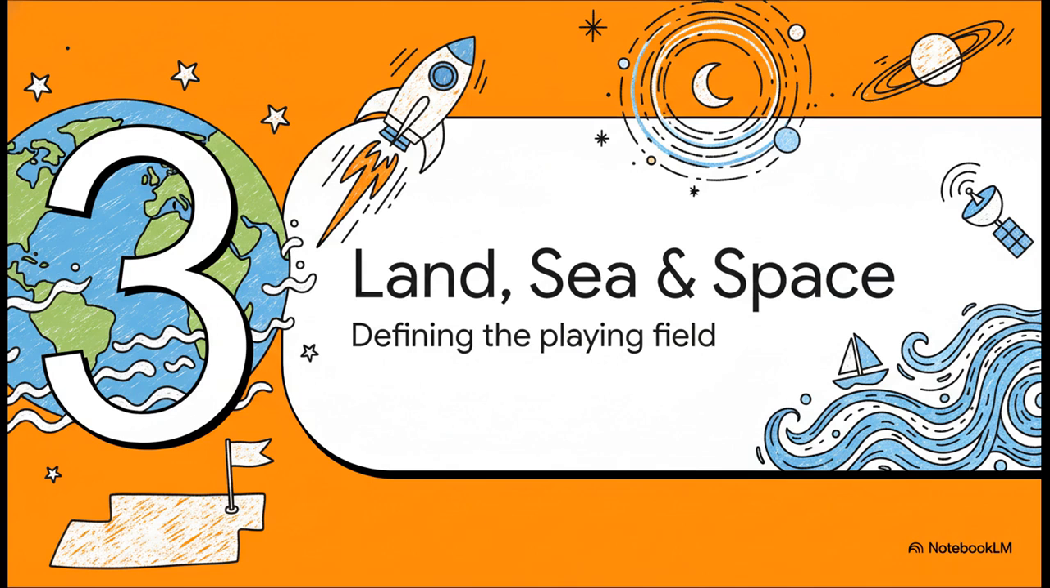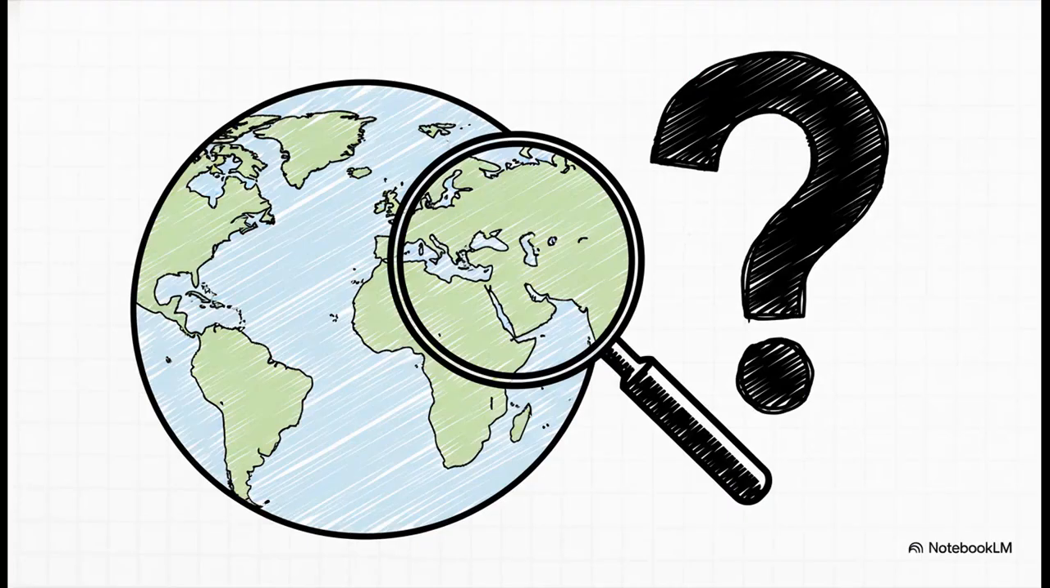All right, so we know the rules and we know the players. Now let's check out the playing field itself. This is where it gets really wild, as we look at the rules for land, sea, and even outer space. These rules basically define where one country's power ends and another's begins.